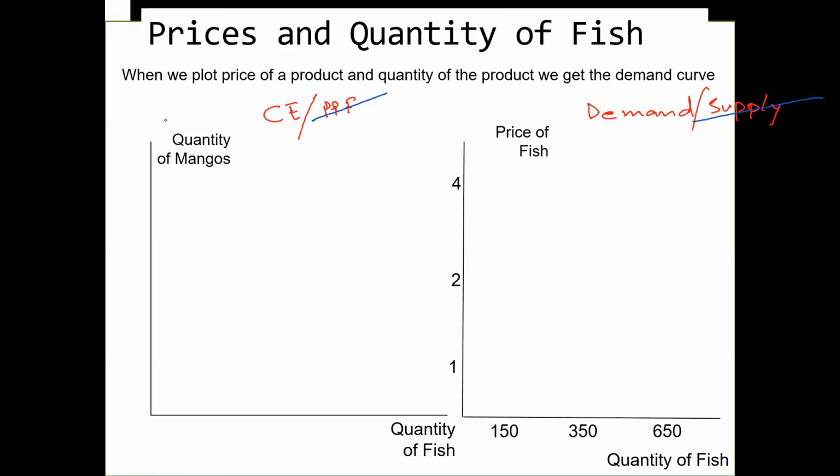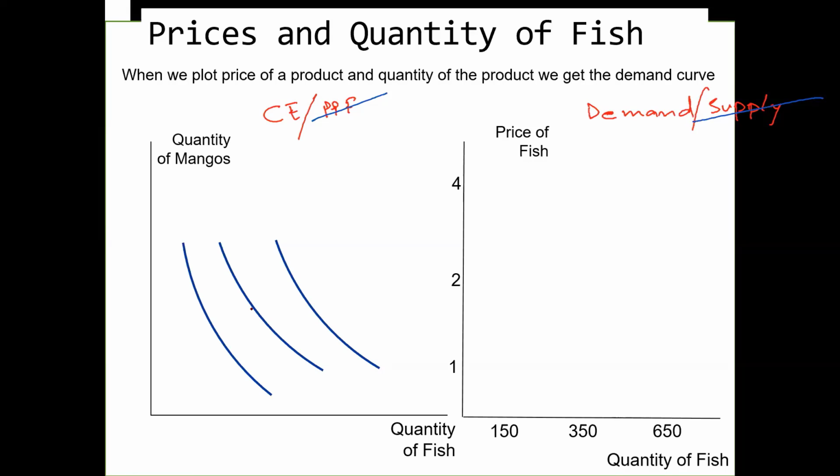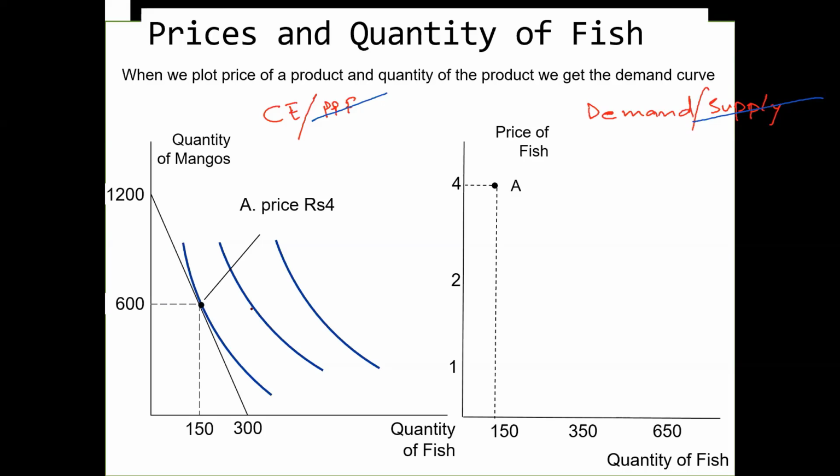Okay, let's move forward. We have an indifference curve map, which shows that a higher indifference curve is better for us. We get more utility when we are on a higher indifference curve. Then suppose the price of fish is 4. This is a particular budget line. We are buying 150 fish, so we put that point on the demand graph: at price 4, quantity is 150.